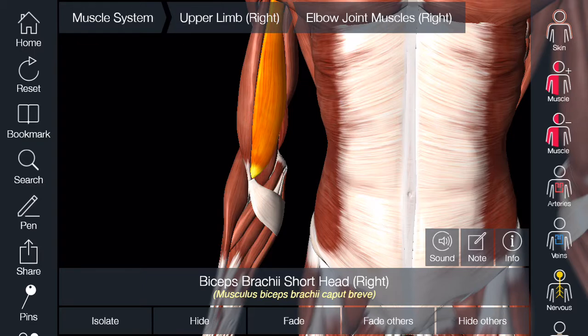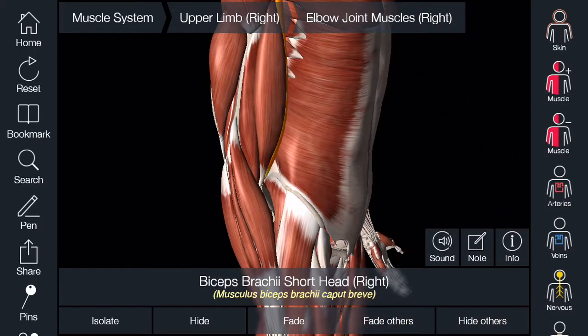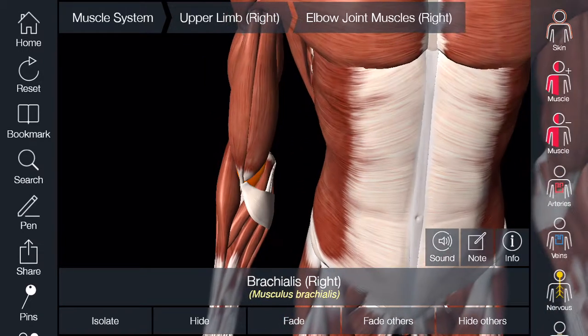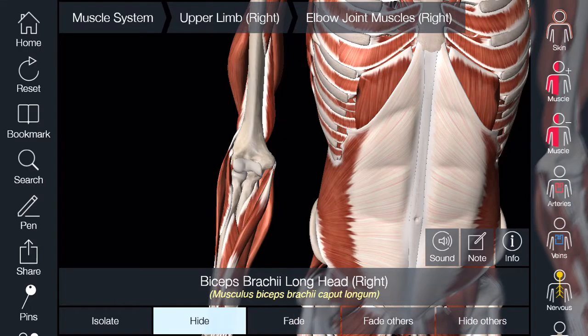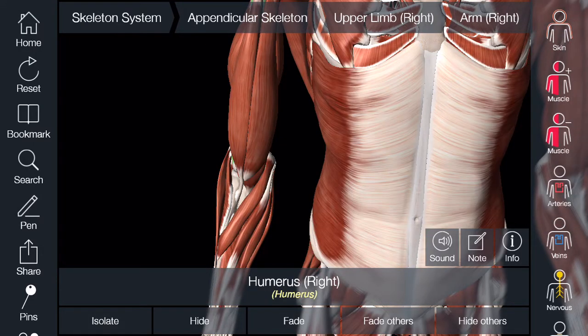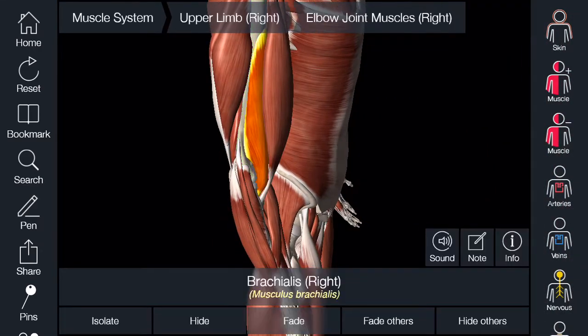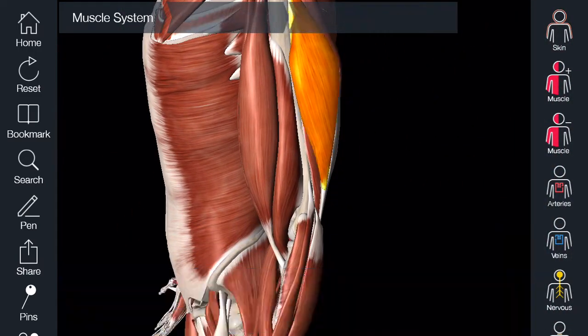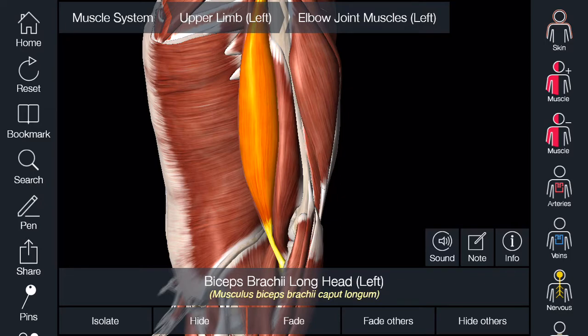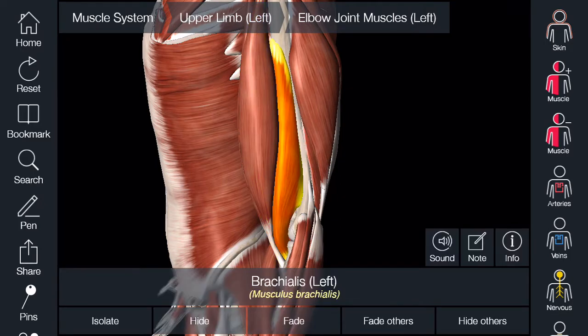Next, we have the brachialis, which is the muscle right under the biceps. So here's the biceps. Let me see what happens if I remove the layer. Remove another layer. Nope, it doesn't work. Increase. So yeah, the brachialis sits right under the biceps. The action of that is flexion of the forearm. Let me show you on the other side. This is your tricep, this is your bicep, and then right under it is the brachialis.